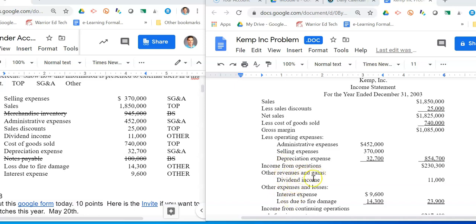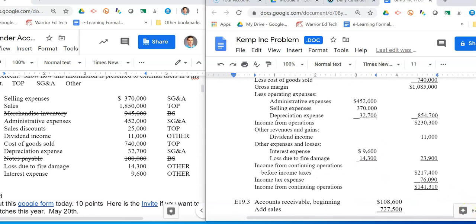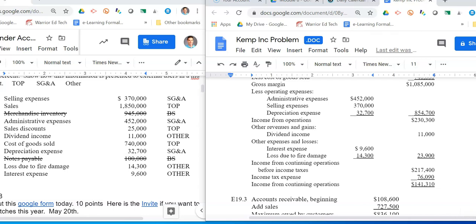So we have other revenues and gains, and in this case you go to your others and plug those in. There we have $11,000 in dividend income. Other expenses and losses: we had interest expense and fire damage, and we have that total there. Then that works its way down to income tax expense. We plug that in at the bottom, and we calculated that because the problem gave us the tax. The tax is based off the continuing operations before income taxes.